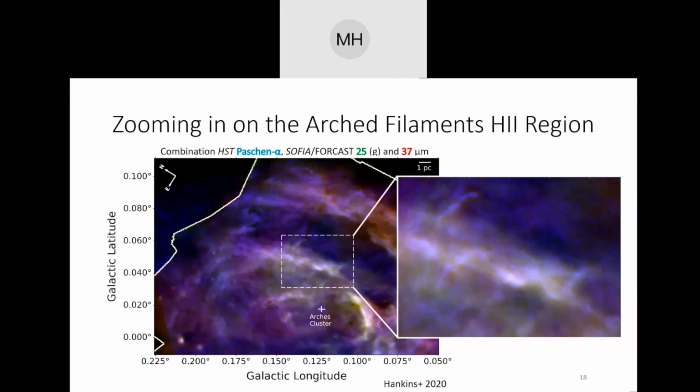Just zooming in on one of the really interesting regions, there is the ionized gas, again, that you're seeing from the Hubble observations, but we have this really nice correspondence in the FORCAST data, where you can see some of these almost perpendicular filaments sticking out that have 19 and 37 micron emission associated with them. So this is really cool when you can look in depth at the comparison between the ionized gas and what you're seeing for the warm dust.